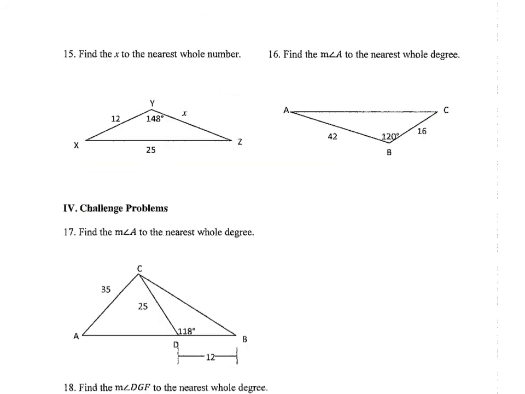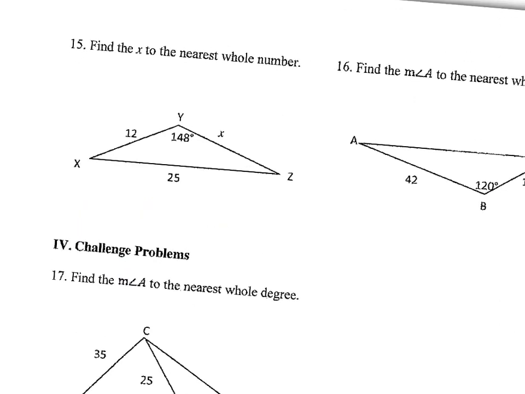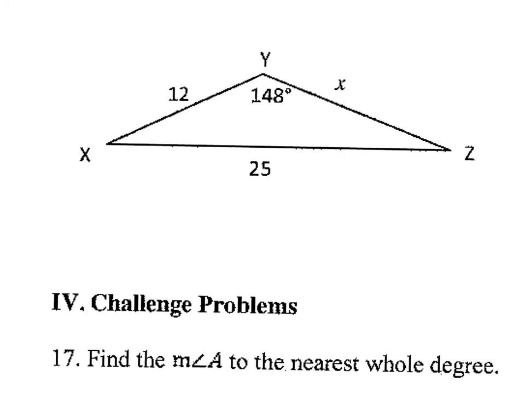For this question, it says find x to the nearest whole number. Let's take a look at what we have. They give me one angle, which is 148, and they also give me the side opposite of that one angle. I don't have any other angles in here, so I'm probably going to use the cosine rule. And again, I know that because I have one angle and they give me the side across from it.